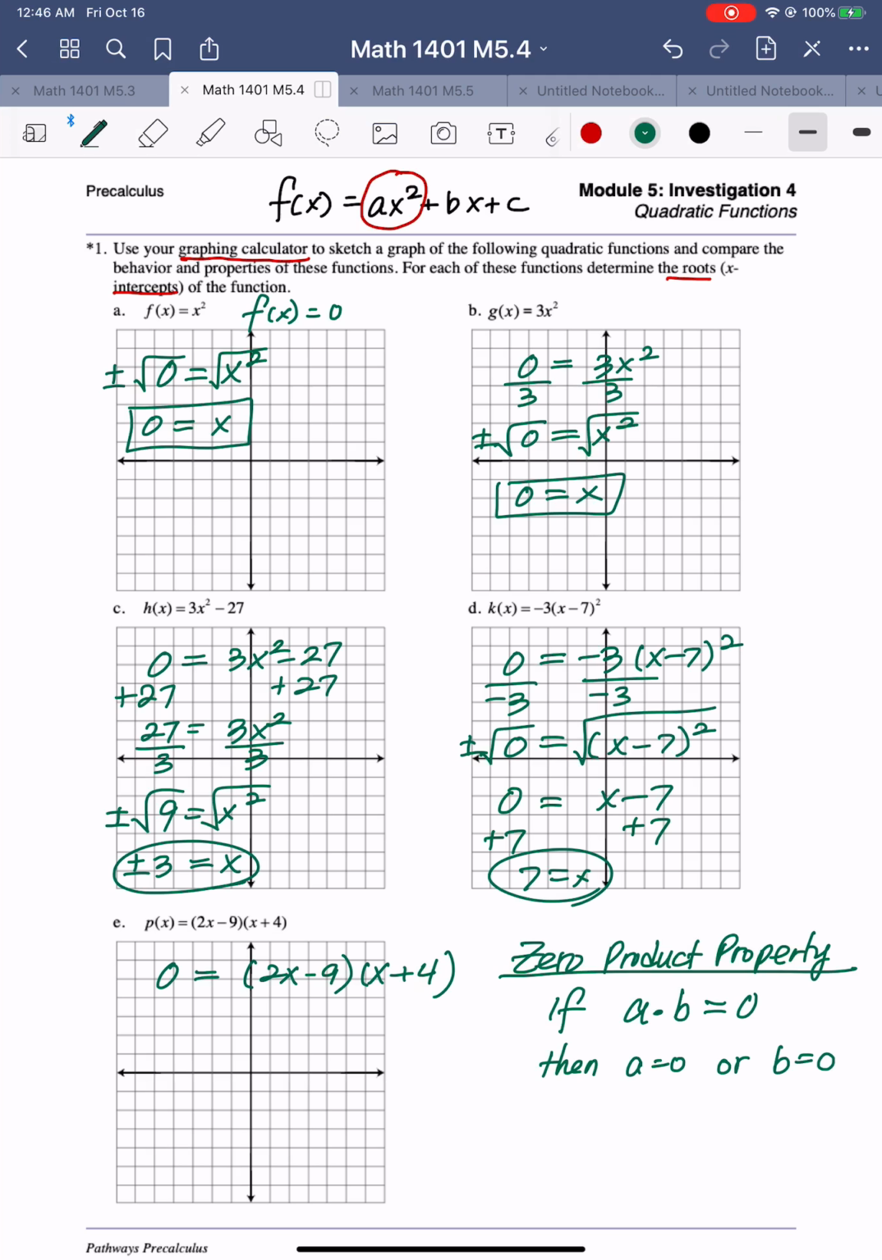So 2x minus 9 is one of the factors, so set it equal to 0. X plus 4 is another factor. So solve for x. Add 9 both sides. 2x equal to 9, divided by 2. So x equal to 9 over 2, which is 4.5. For the other one, subtract 4 both sides, x equal to -4. So this one has 2 solutions.